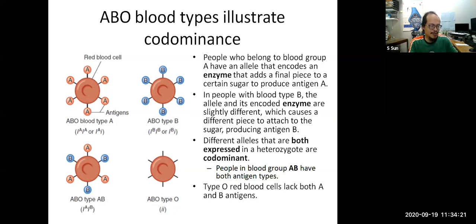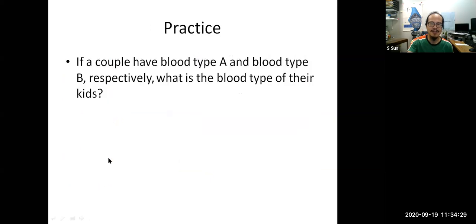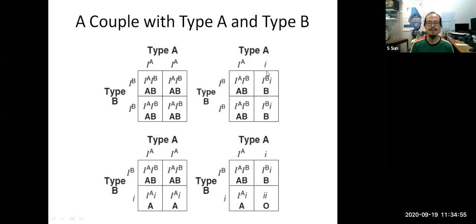Say the question was, can type A have kids? Let's see the question here. What's the question? If the couple have blood type A and blood type B respectively, what's the blood type of their kids? So it could be the I, or it's right here, okay? It could be the A and B, right?